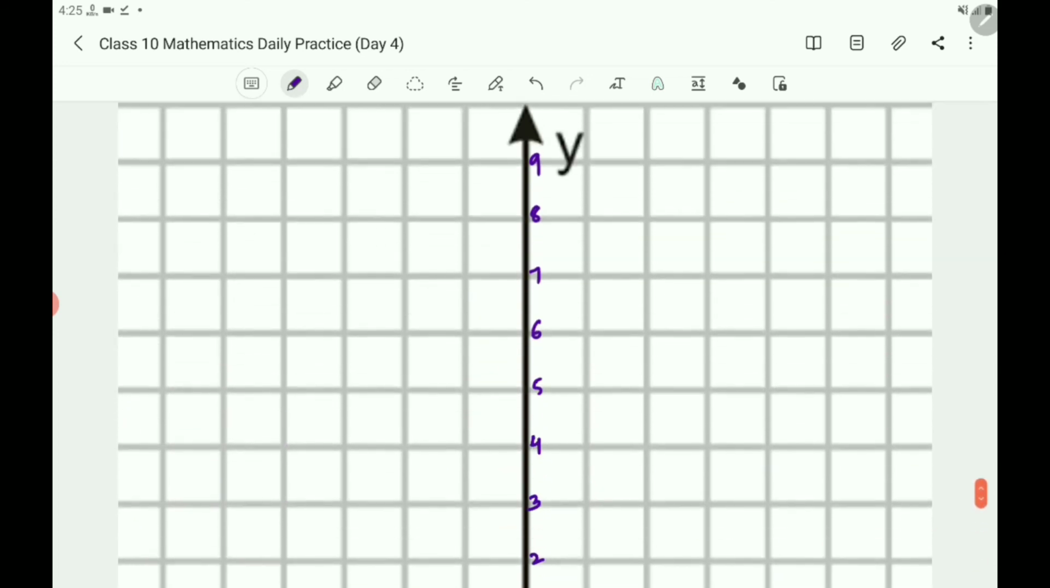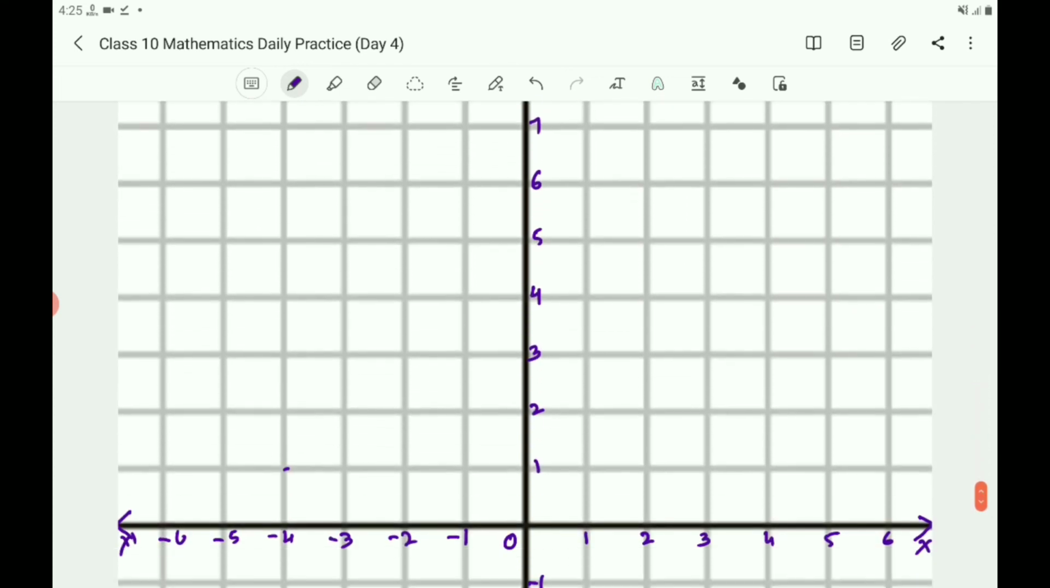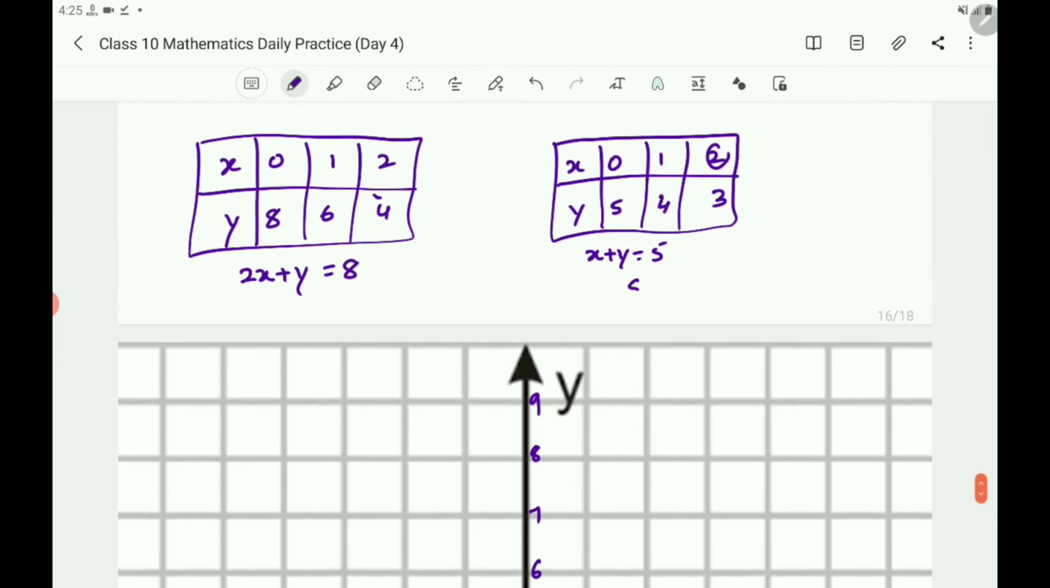And here you write the scale. What is the scale we have taken? On both the x-axis and y-axis we have taken the same scale. So you write the scale: 1 cm equals 1 unit.